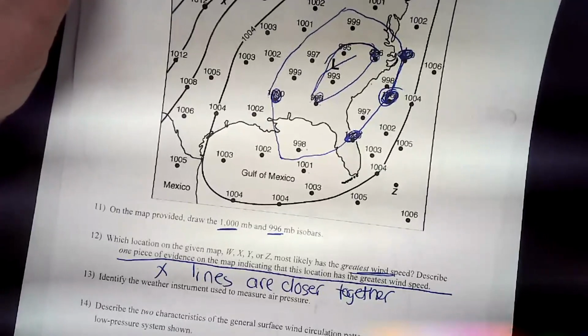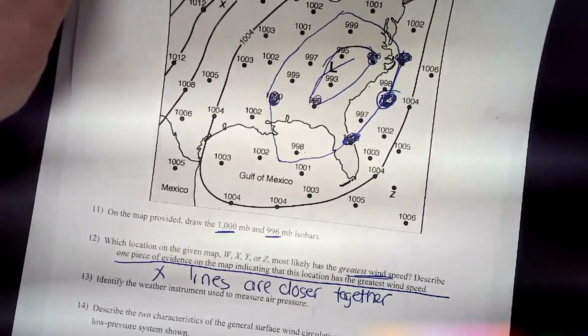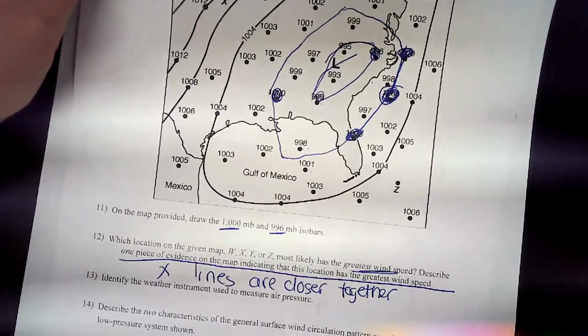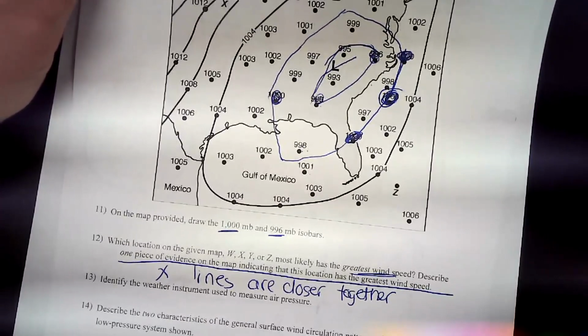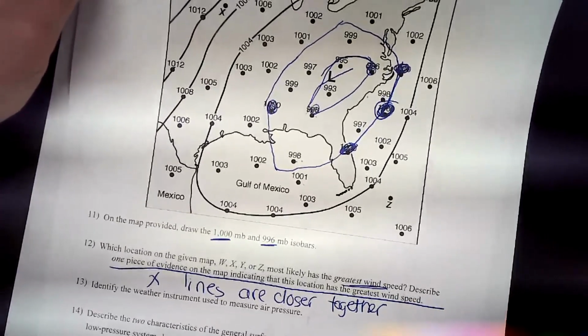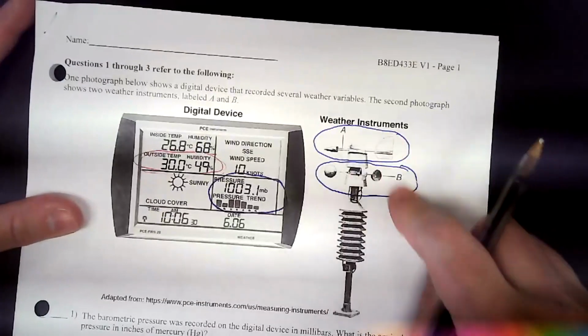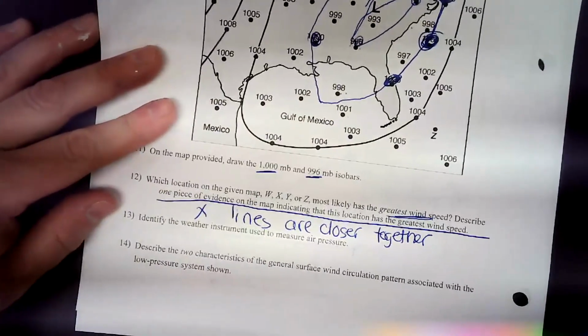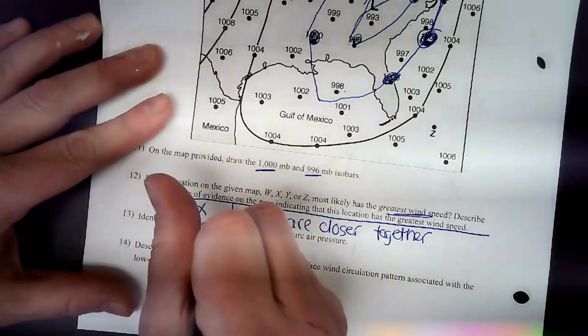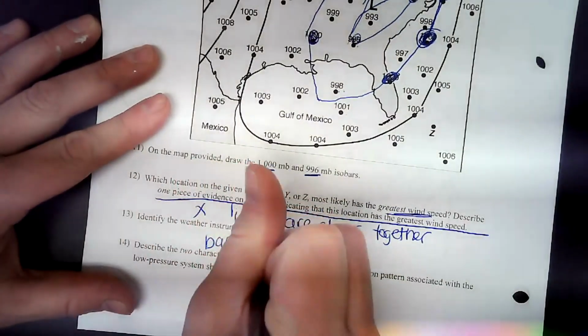Identify the weather instrument used to measure air pressure. We spent like Thursday, we listed all 5. I showed you pictures of all 5 or held the actual instruments up. Told you needed to know. The first question asked about these 2 instruments. This one's asking what instrument do we use to measure pressure? And it's the easy to spell one. It's the barometer.